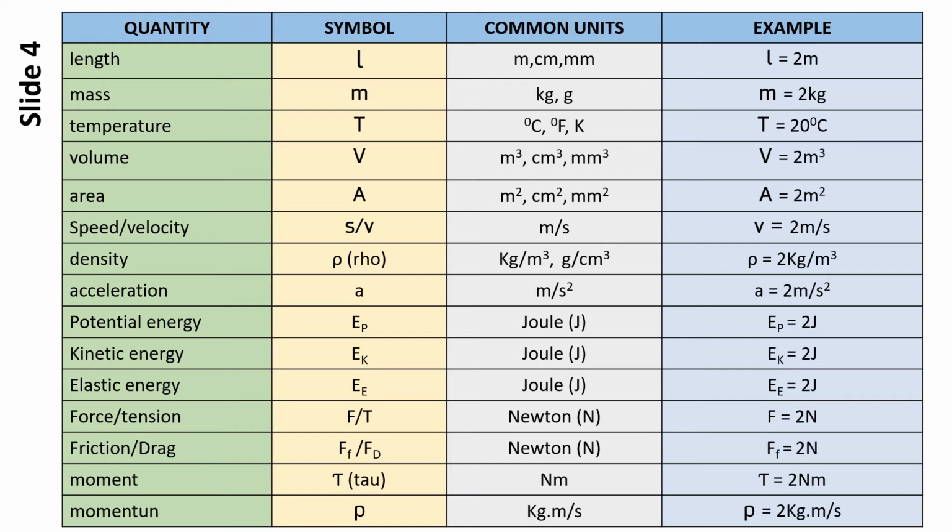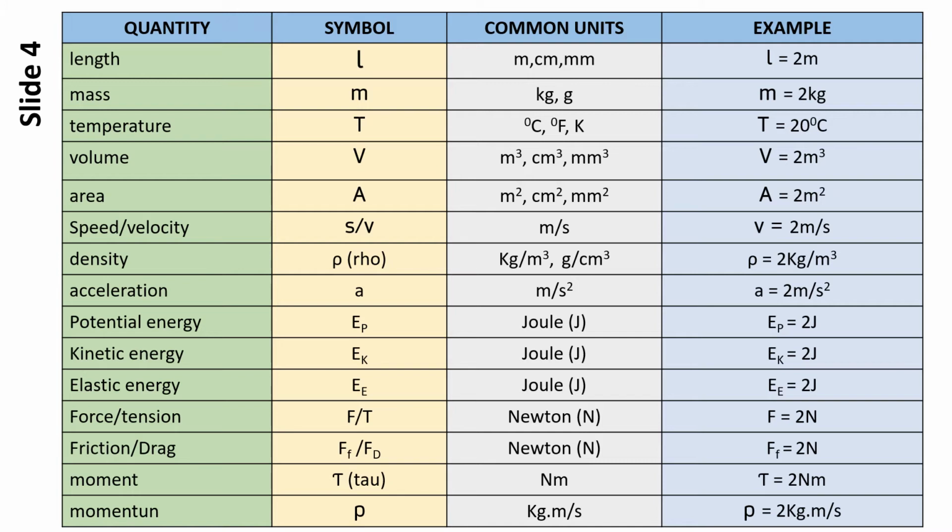Force, tension, friction, drag force, they are all force. But sometimes they have different symbols. For example, force is F, uppercase F. Tension is a force in cables, ropes, chains, strings. So it's represented by the uppercase T. It also is a force. And the unit for force is Newton. So like you see, Joule, Newton, they are scientists' last names. So they use the first letter to represent this quantity.